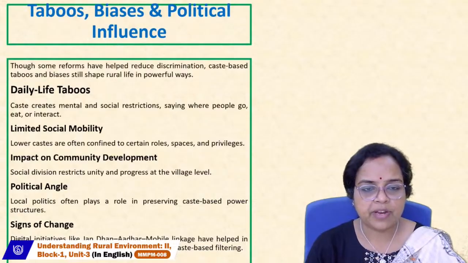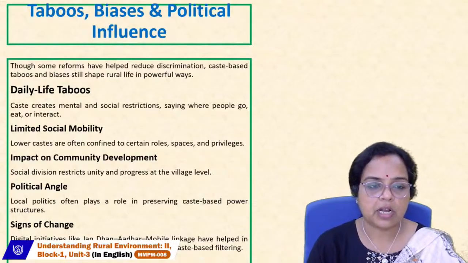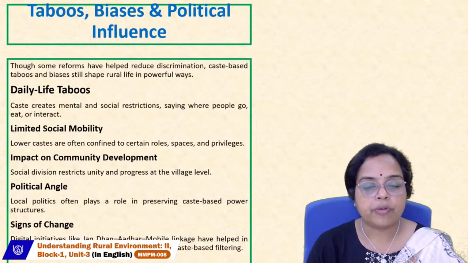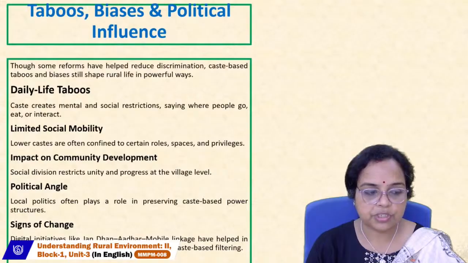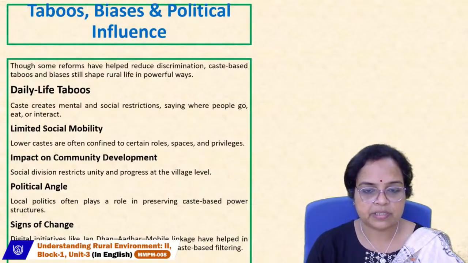Though some reforms have helped to reduce this kind of discrimination, caste-based taboos and biases still shape rural life in powerful ways. Daily life taboos: caste creates mental and social restrictions, saying where people can go, where people can eat, and with whom they can interact. Limited social mobility: lower caste people are often confined to certain roles, spaces, and privileges. They cannot go for higher. They cannot go as per their own decision. Society has some limitation on them.